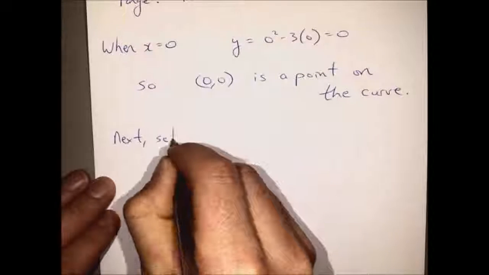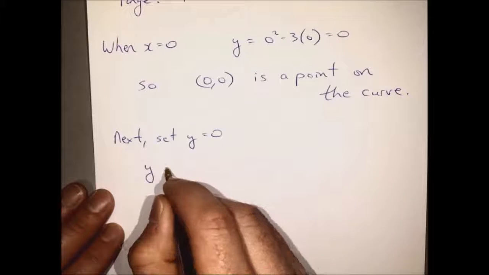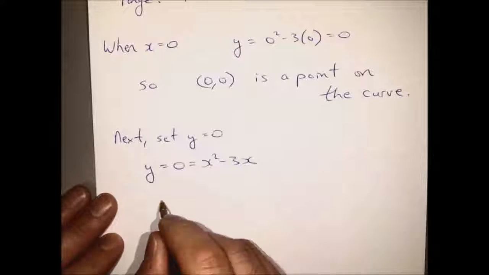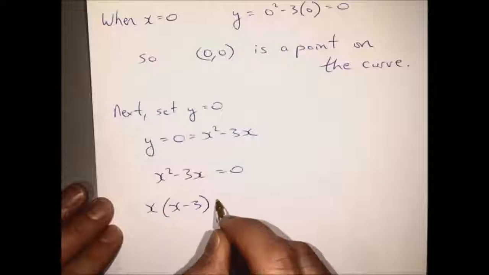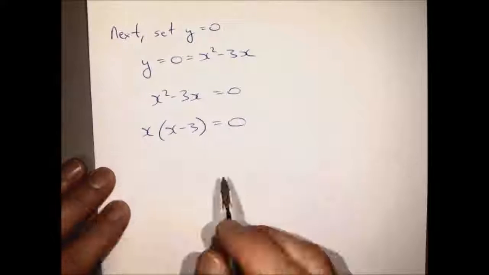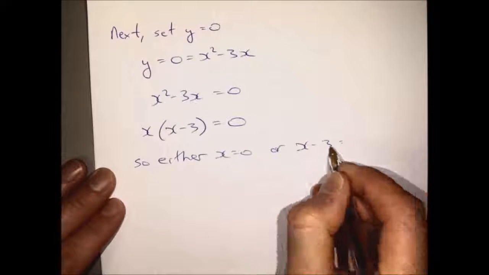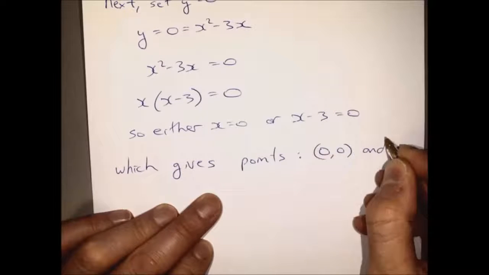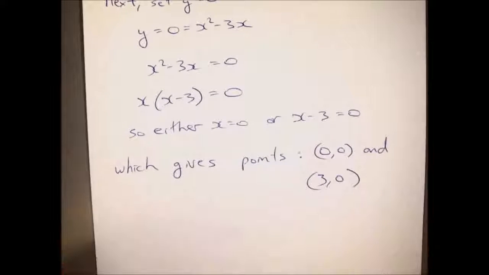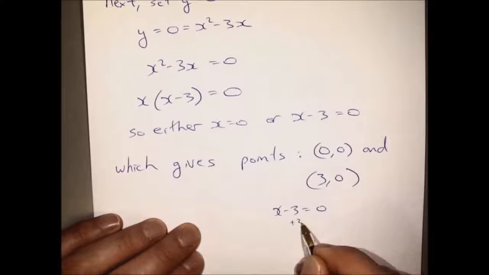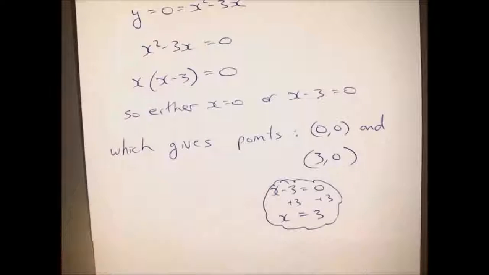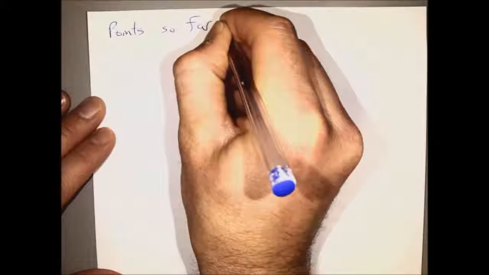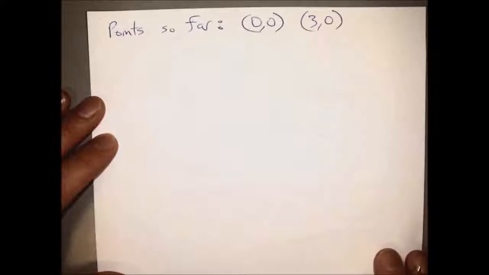Next up, we'll set y equal to 0. So we'll be finding values of x for when y is equal to 0. In other words, we'll get the roots of the curve. We'll be finding out where the curve cuts the x-axis. And these 2 points come out at 0, 0, which was the point we got earlier, and 3, 0. So these are the 2 points where our curve intercepts the x-axis.